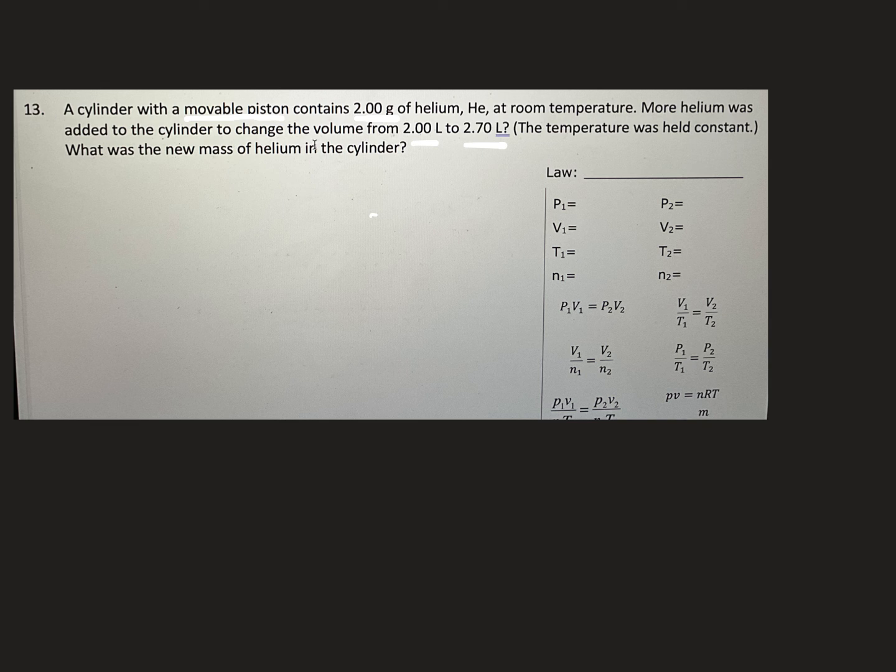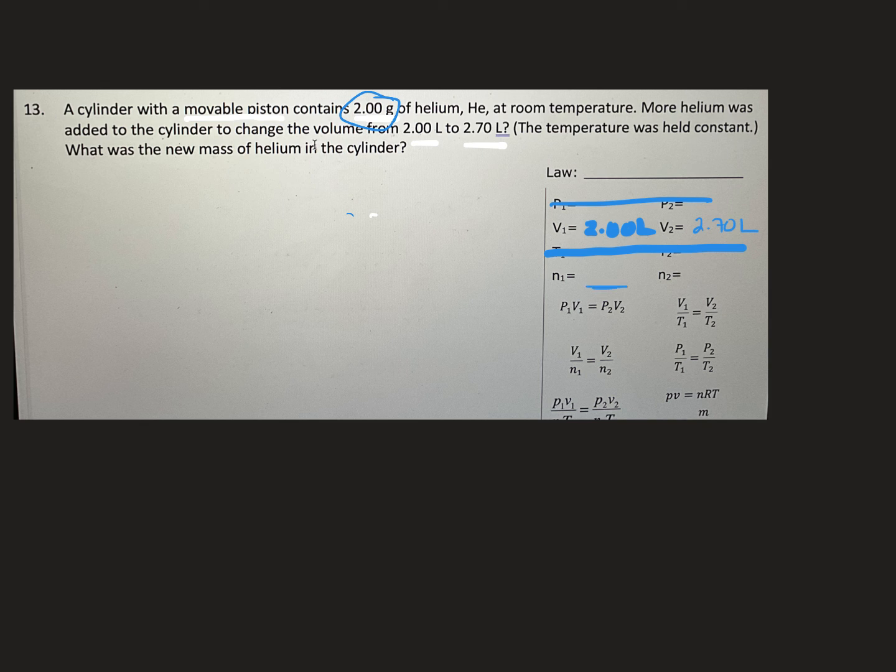So the temperature is held constant. It doesn't say anything about pressure, and so I would probably say that the pressure was held constant too. Okay, so I have initial volume is 2 liters, and the final volume is 2.7 liters. And then it starts with 2 grams.